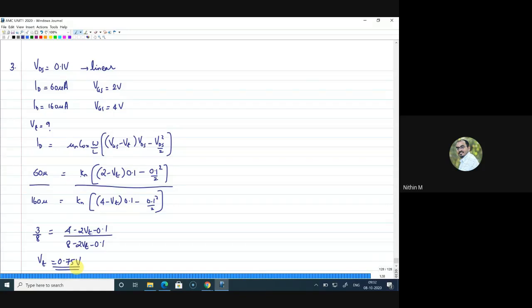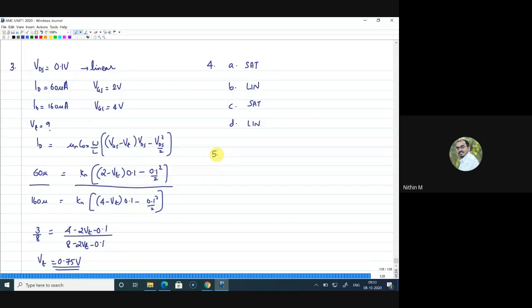So quickly you can go to question number 4. Question number 4 is there are 4 MOSFETs given. So you can find the region of operation. I'll just give you the answers here. Answer for A is saturation. Answer for B is linear. Answer for C is saturation. Answer for D is linear. Try this out. I have just given the solutions for you to check.